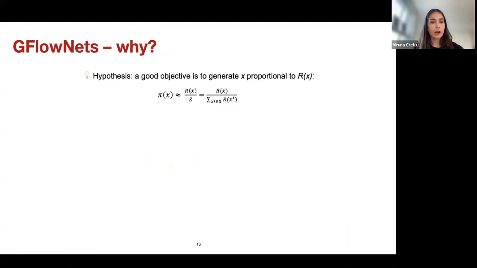Going back to why we chose GFlowNets to model things like molecules, we can go back to the hypothesis that we started from: that a good objective is to generate objects and sample them with probability proportional to their reward. And what comes out of this for free is diversity, right? Because we're not biased towards sampling objects that we get through multiple trajectories and such.